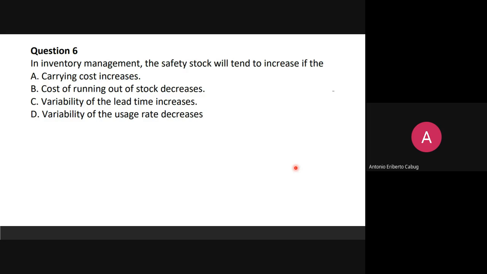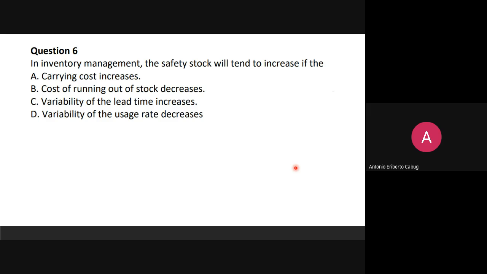Sir, can you convert the weeks to days? Yeah, you can do it. So, kunyari, 360 days per year. I-divide nyo yung annual usage sa 360. Magiging daily yung usage rather than weekly. The analysis will still be valid. Okay.